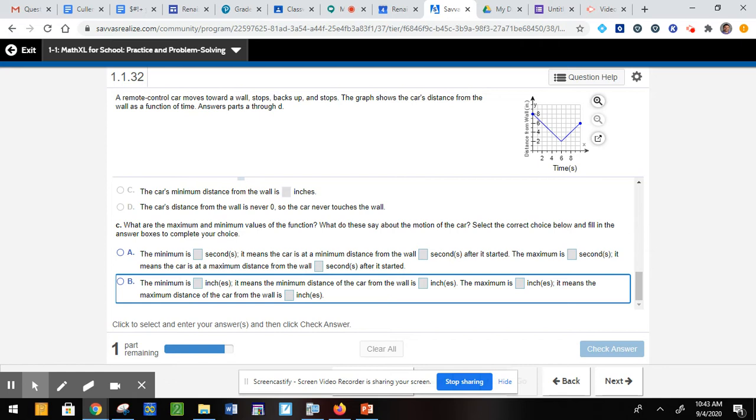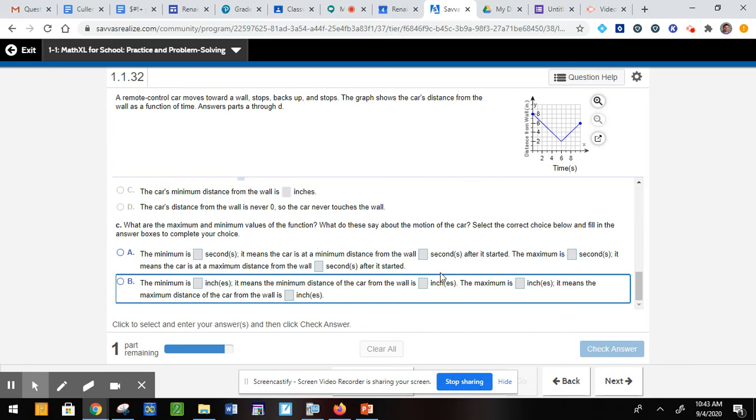Well, maximum and minimum values talk about the y value. So in this case, the maximum value is your starting point, right? The biggest value of y, so the furthest the car is from the wall, is 8 inches. The closest the car gets to the wall is the minimum value, which is the ordered pair (6, 2), the 2 being the y value, meaning that the closest the car got to the wall was 2 inches.